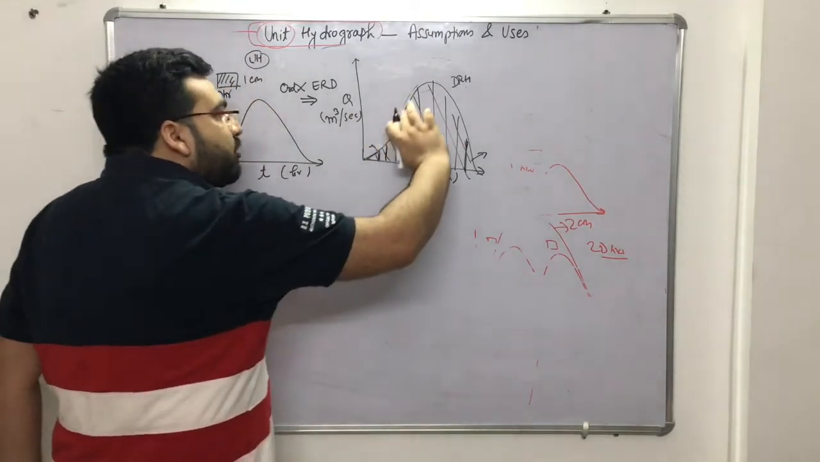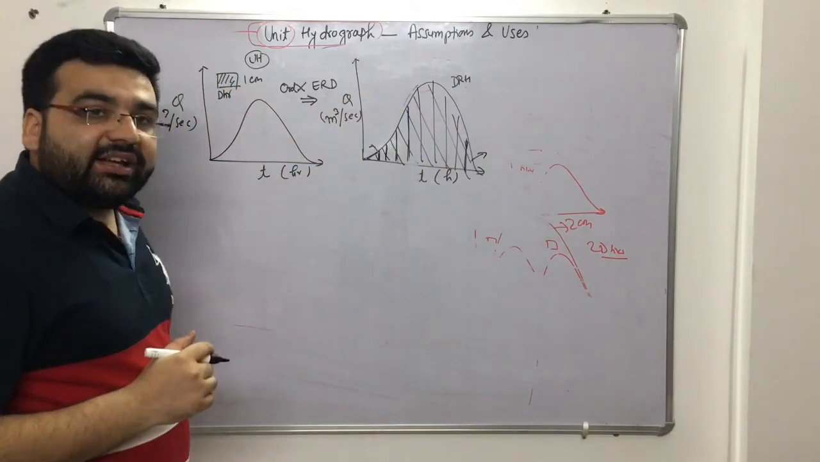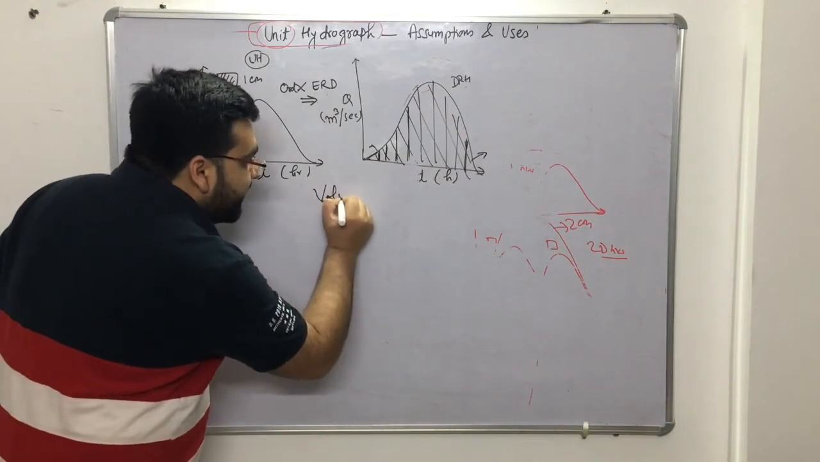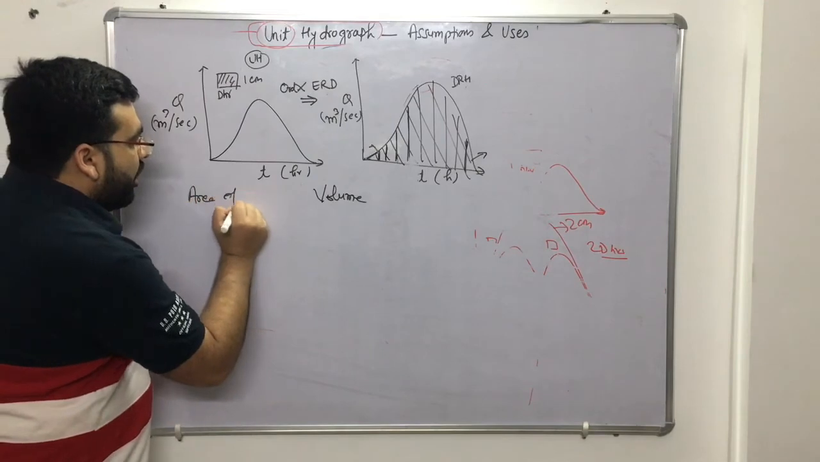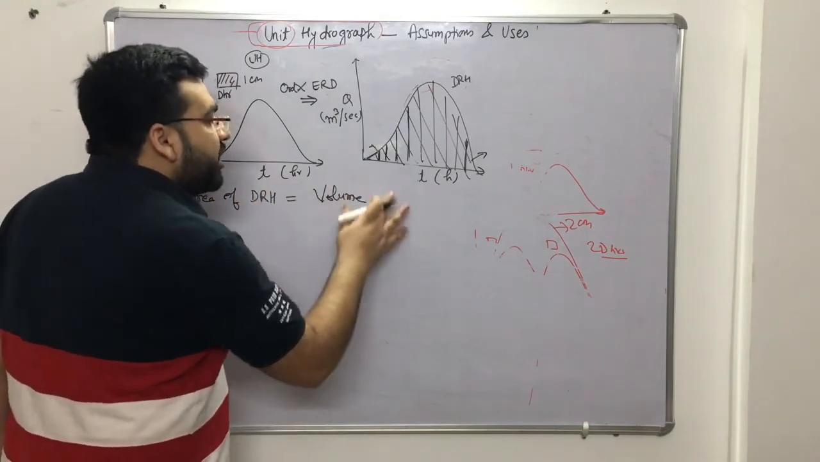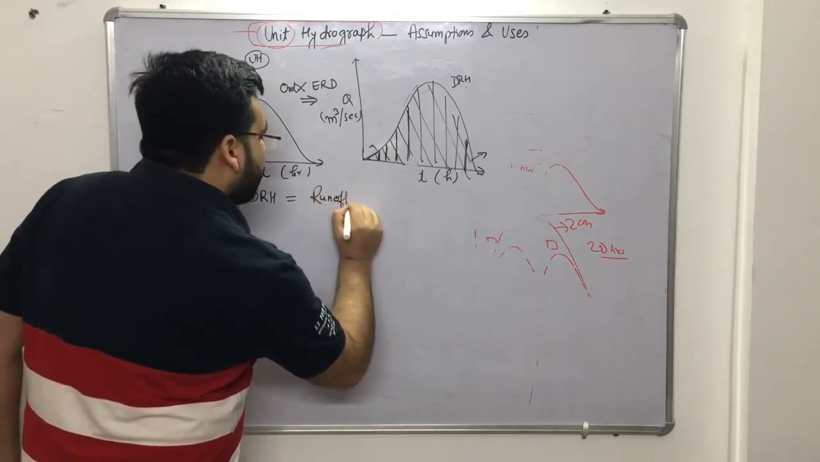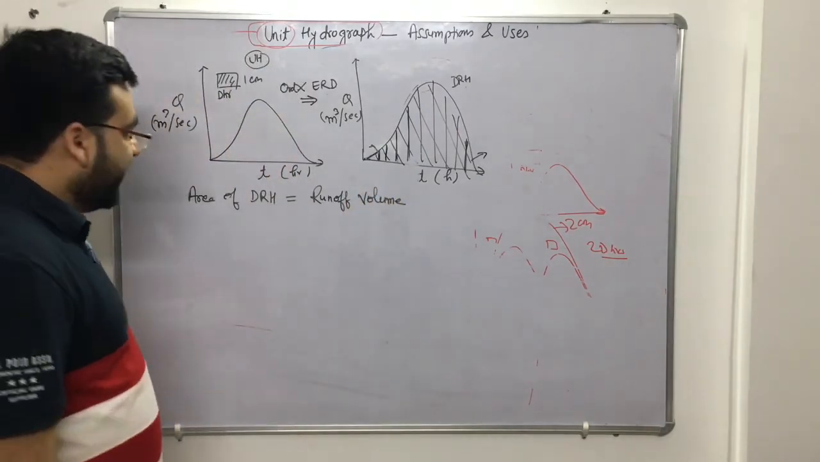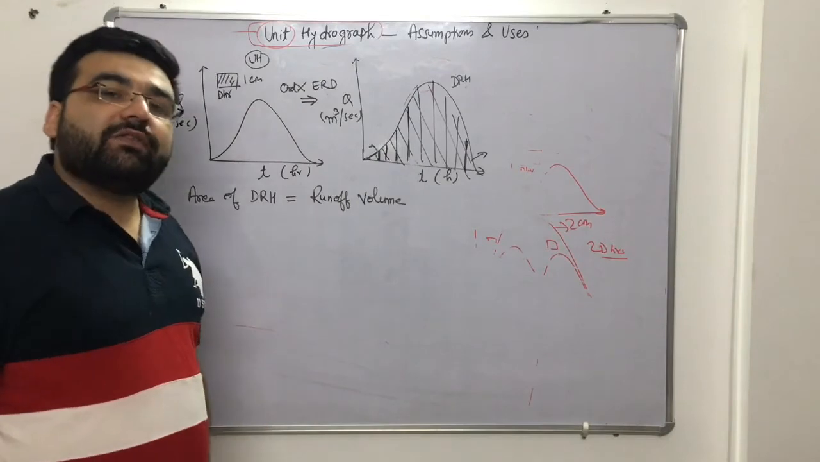Now if you calculate the area of this direct runoff hydrograph, what will you be getting? So my dear students, you will be getting volume. This is very important. That is, the area of the direct runoff hydrograph gives you runoff volume. Let me write it here. Runoff volume. Right? So the area of the direct runoff hydrograph gives you runoff volume.